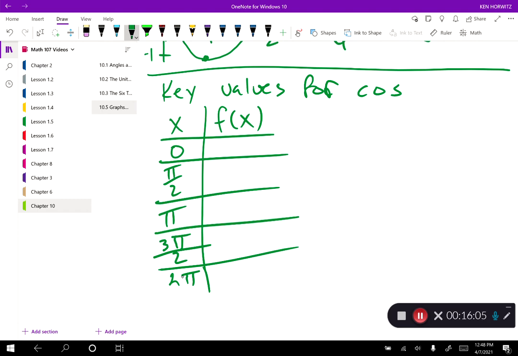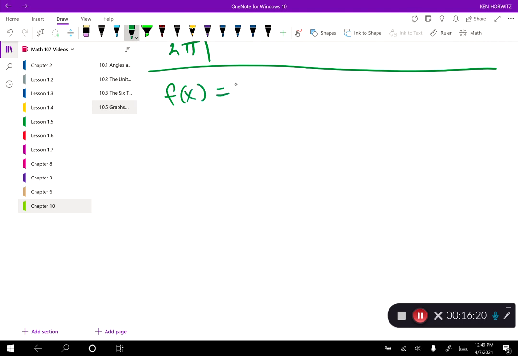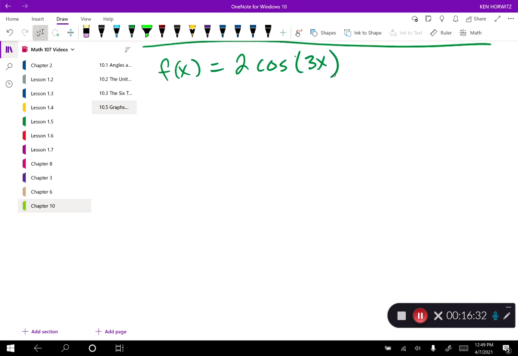Now we're going to start again going into some more advanced functions, but we're going to use the cosine function. All right, so let's try our next example, which would be f of x equals 2 cosine 3x. The first thing I want to know is, what is my amplitude, what is my period? Why don't you pause the video, take a moment, find the amplitude and period, then hit play. We'll make sure that we're on the same page.